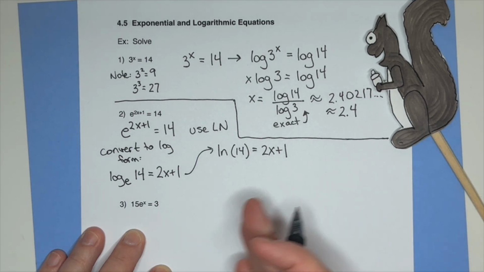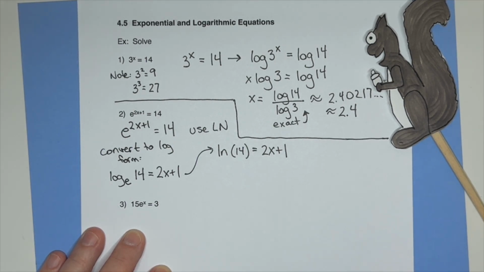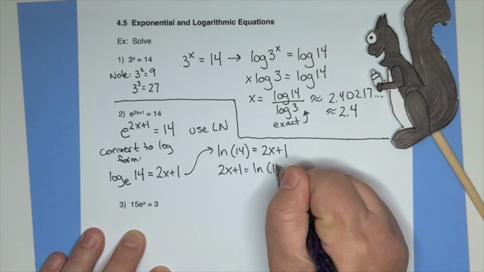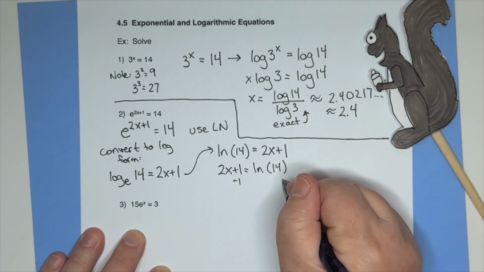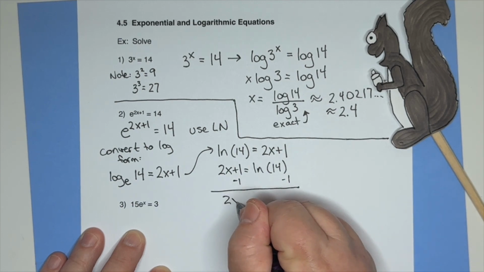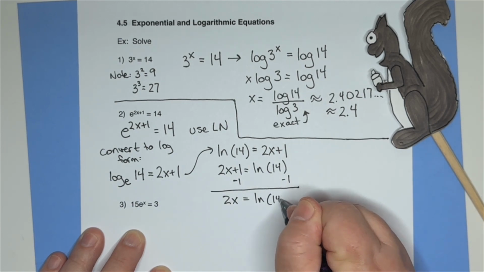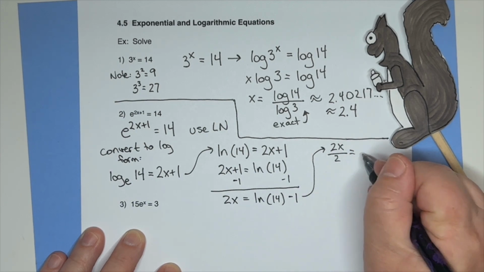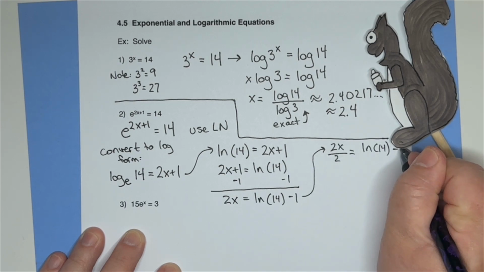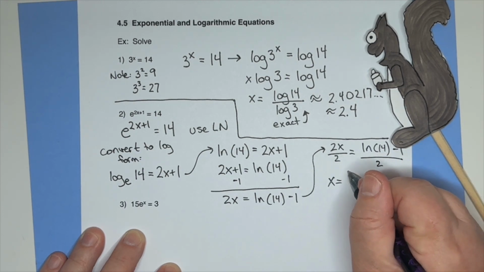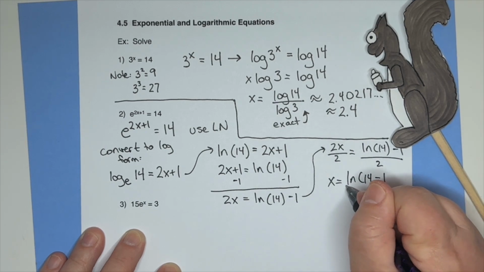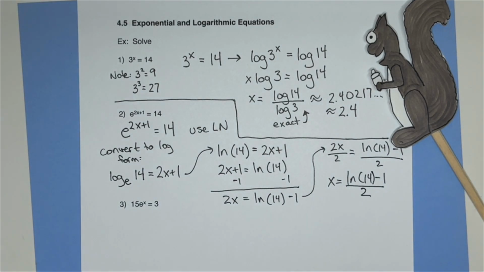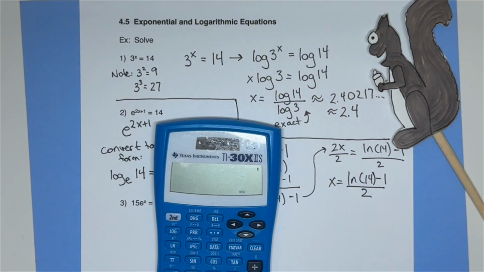Personally, I feel comfortable using this form, but what a lot of people might want to do is rewrite it as 2x plus 1 equals natural log of 14. Then I could subtract 1. I get 2x equals natural log of 14 minus 1. And then I divide both sides by 2. And I get x equals natural log of 14 minus 1 all over 2. Oh, I forgot the last parenthesis. And that's our exact value.